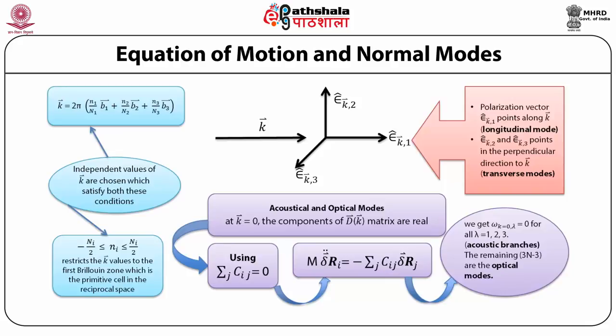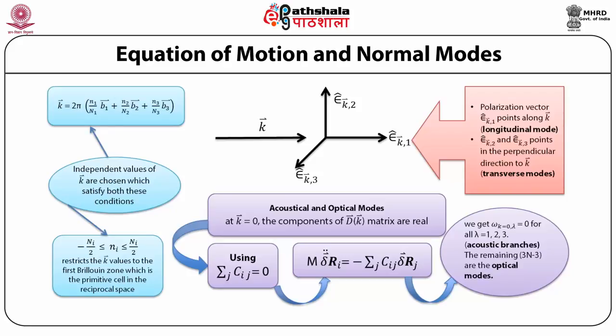So you see from here the direction of k is from left to right, and on the right hand side this figure tells you that along k we have epsilon k1. So let us say that this is the x-axis. Then along the y and the z axis you have the other two polarization vectors epsilon k2 and epsilon k3. Now doing this we can say that epsilon k1 is the longitudinal mode because it is going in the direction of k, while epsilon k2 and epsilon k3 are the two transverse modes. So you now have one longitudinal and two transverse modes.